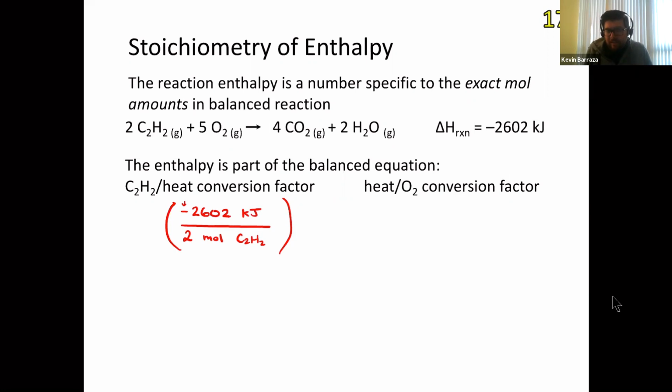The negative sign indicates in the calculation that you're going to be releasing this heat. So remember, the negative sign might not seem like a big deal, but it tells us whether we expect it to be released or absorbed. So these are our conversion factors. And now what about the conversion factor between the amount of heat and the oxygen for combustion? That's going to be minus 2,602 kilojoules per 5 moles of O2.